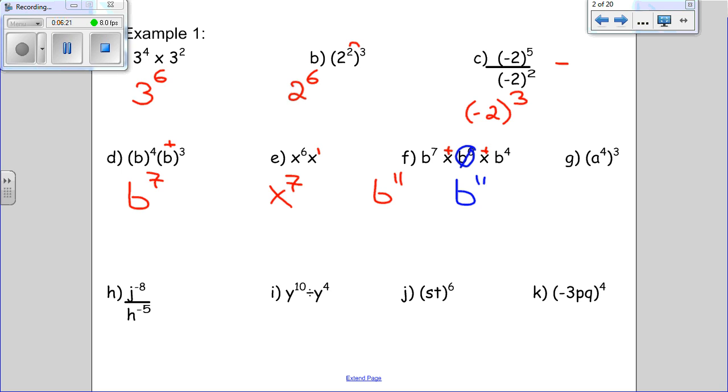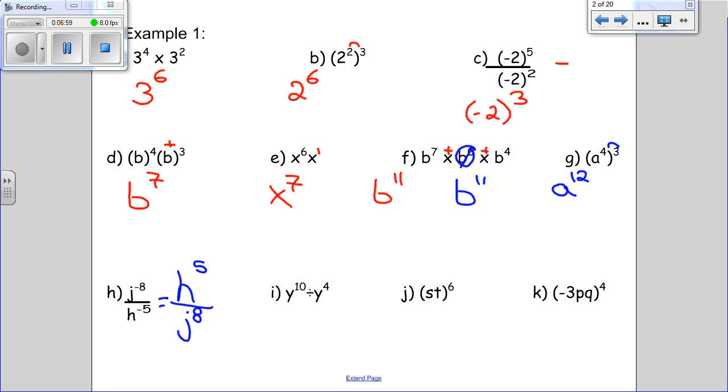For g, the exponent comes in, you multiply, so it's a to the 12. Down here, it's subtraction because it's division. However, these are different bases. This is a j and an h. So you cannot combine those into one thing because they're different bases. What you could do is make these positive exponents by flipping where they are. So the h to the 5 goes to the top, the j to the 8 goes to the bottom. Now you have positive exponents.